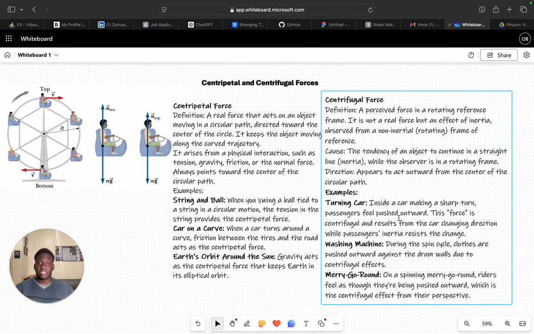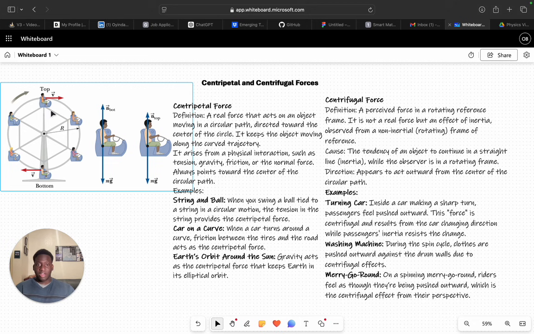Like in a washing machine during the spin cycle, clothes are pushed outward against the drum walls due to centrifugal effects. On a spinning merry-go-round, as you can see here, riders feel as though they are being pushed outward, which is also a centrifugal effect. It's not a real force, just a feeling that you get. You observe it outward from the actual force going inward.